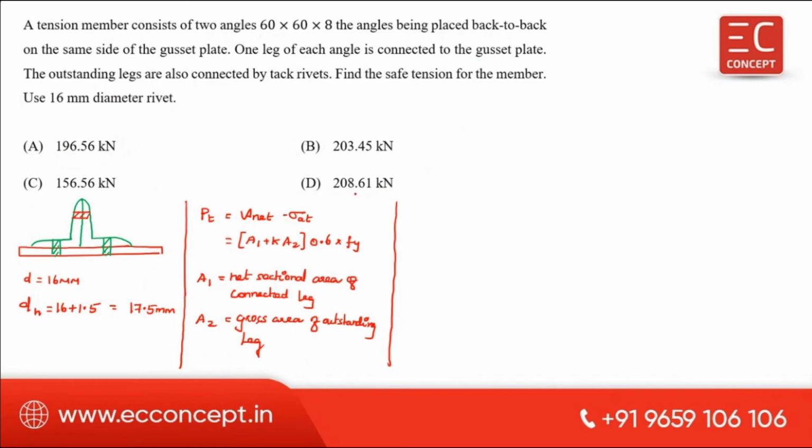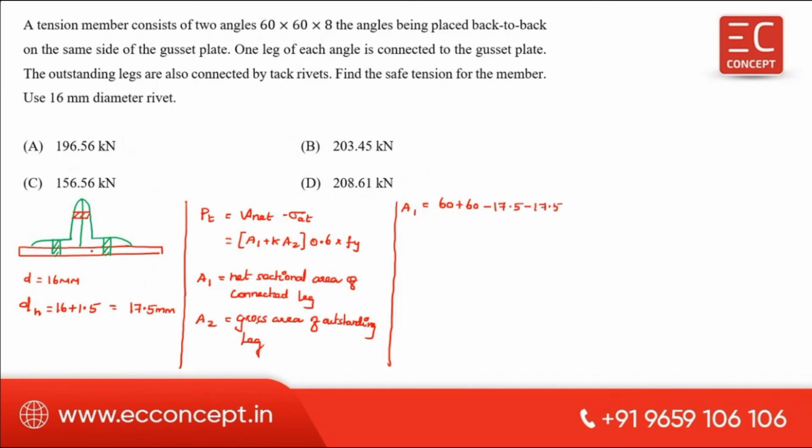Okay, now what is A1? A1 is calculated as 60 into 60 into thickness 8, right? Therefore this size, we can write A1 is equal to 60 plus 60 minus 2 bolts, 17.5 minus 17.5.